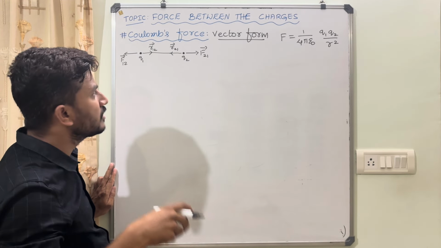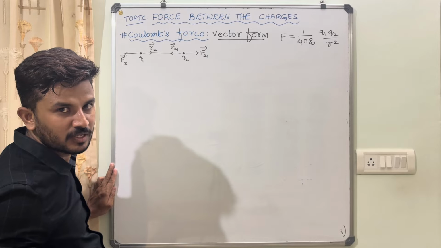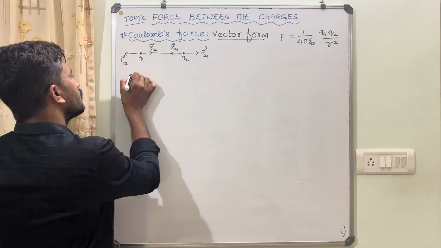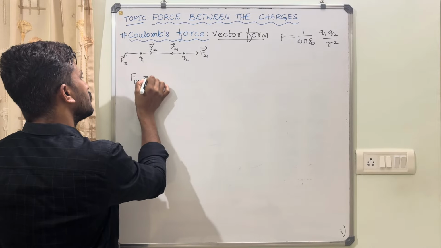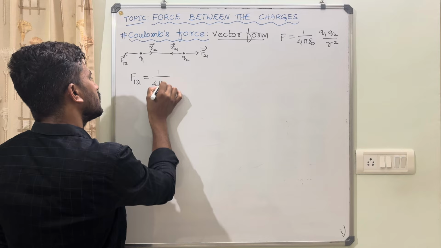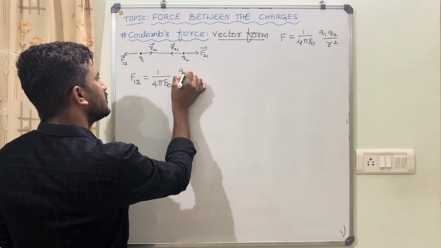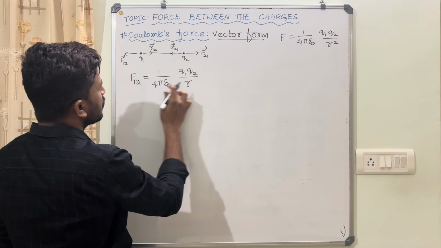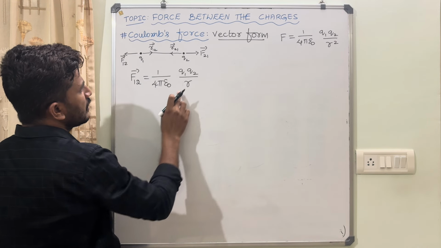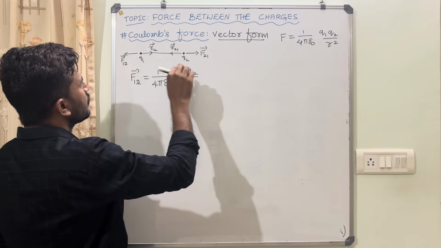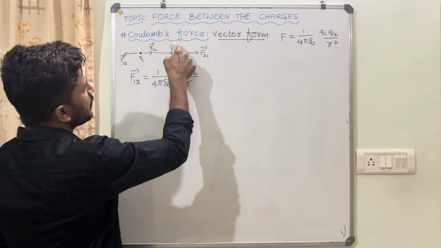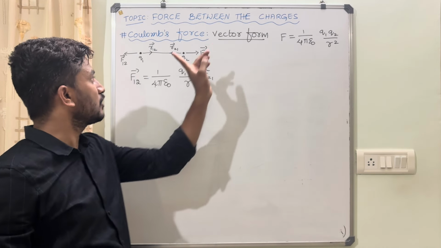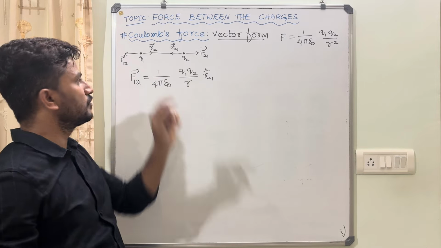Now we need to write the Coulomb force in vector form, because force is a vector quantity. F12 I will write. 1 over 4 pi epsilon is a constant. Charge is a scalar quantity, so we don't need to touch it. Divided by r square. In the direction of F12, which displacement vector do we have? r21. So we write r21 cap. In the direction of r21 we have F12.